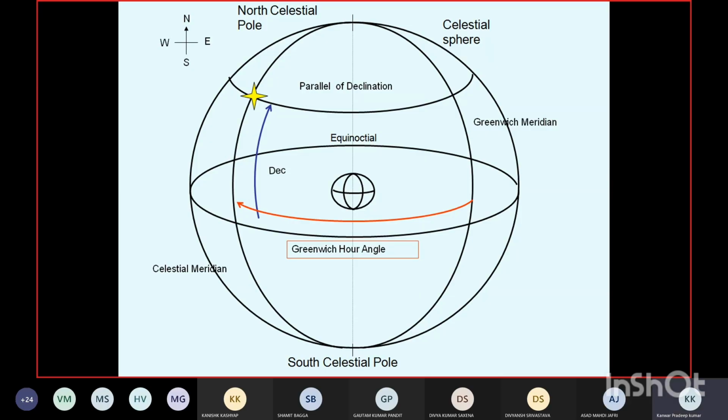The arc of the meridian, I am defining declination. The arc of the meridian or angle at the center of the earth between the equinoctial and the parallel of declination is the declination. And for the Greenwich hour angle, the arc of the equinoctial, the red one, or the angle at the celestial pole between the Greenwich meridian and the meridian passing through the body measured westwards. Our angles are measured westwards.